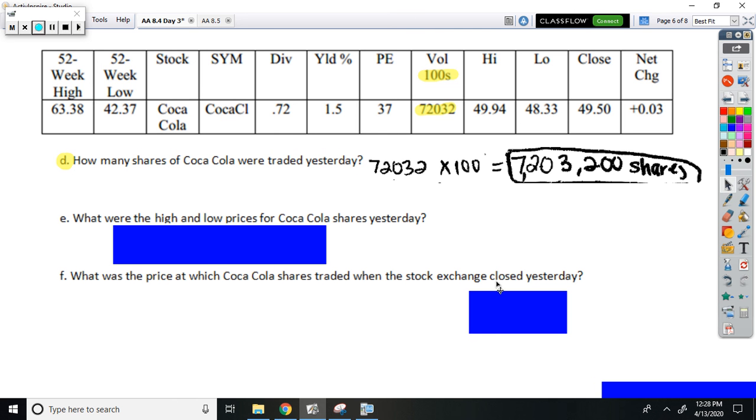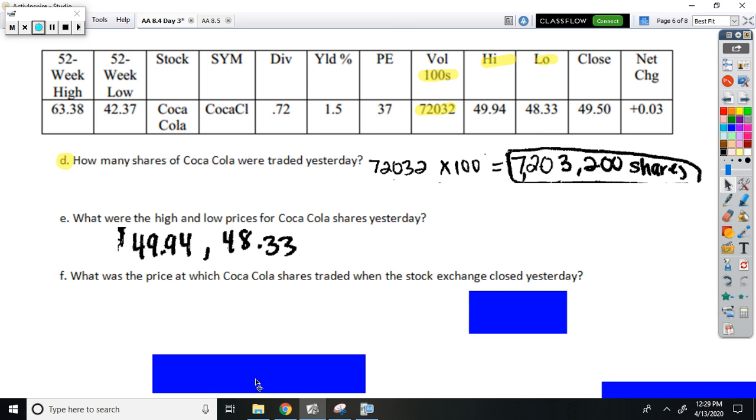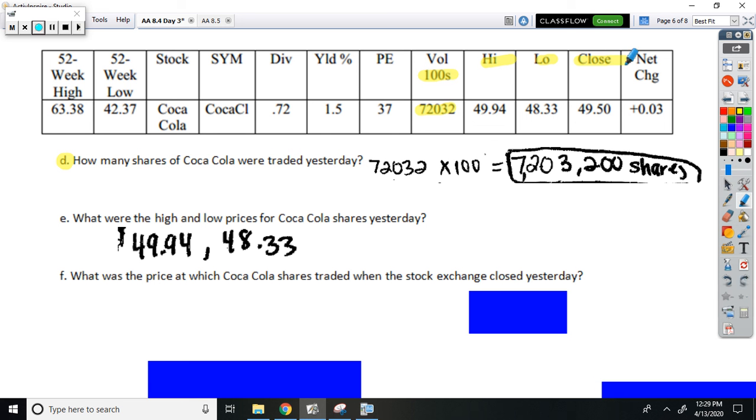And the last couple are pretty easy. What was the high and low prices for yesterday? And that's our high and low. So $49.94, $48.33. At what price did Coca-Cola shares trade when the stock exchange closed yesterday? So that's the closing price, $49.50.